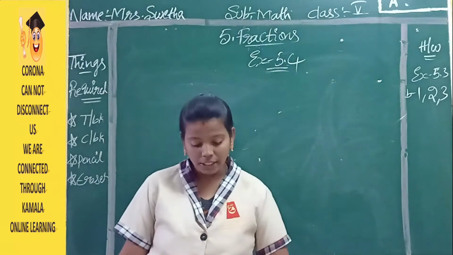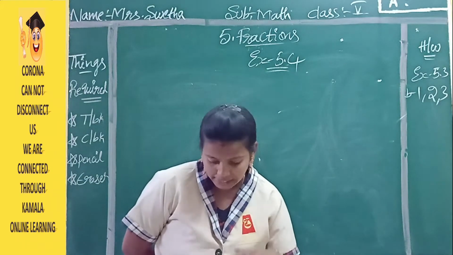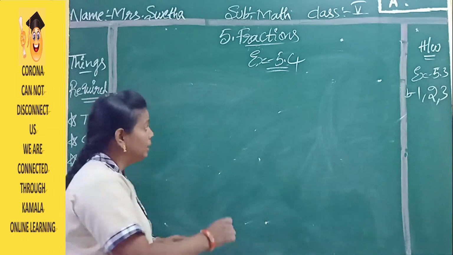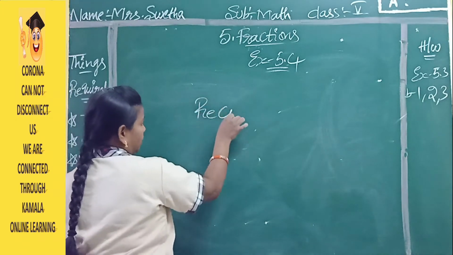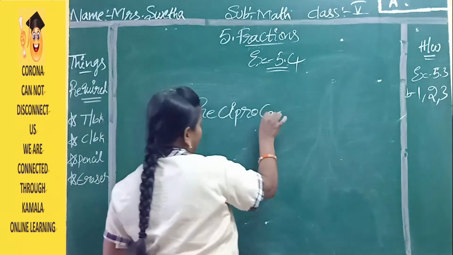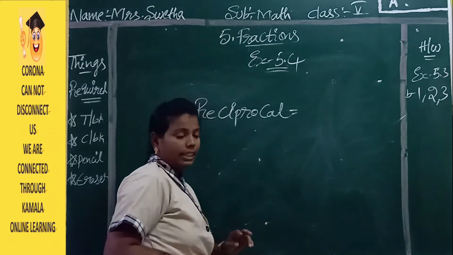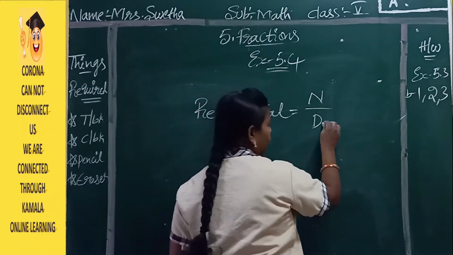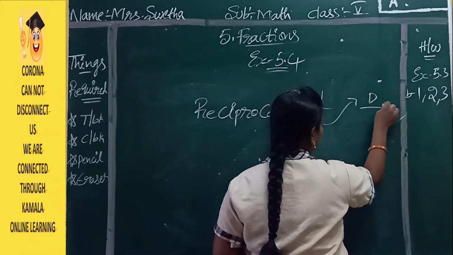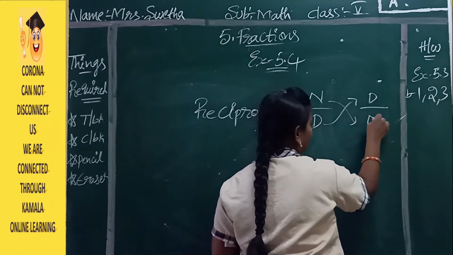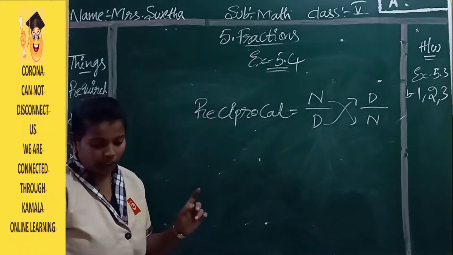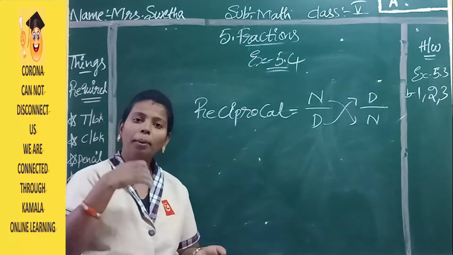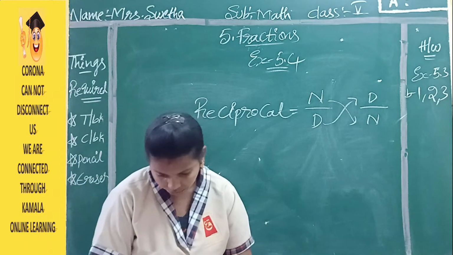Yes. So division of fractions. The reciprocal of a fraction means reversing it: interchange of numerator and denominator. Reciprocal means what? Interchange. Here you have a numerator and denominator, no? Whatever the denominator is will go to the numerator place, and the numerator will come into the denominator place. Reciprocal means changing the fraction from down to up, up to down. Okay?